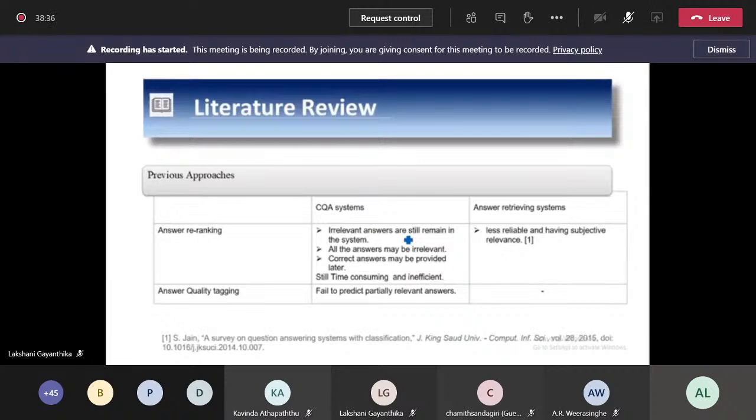So it is inefficient. And in answer retrieving systems, you may feel that it is a good approach because all the answers are retrieved at once. But the problem is, surveys have found that the answers in these kinds of systems are less reliable and have subjective relevance. The other approach taken in CQA systems is answer quality tagging. As I said, the researchers on this have failed to predict partially relevant answers correctly. So in our research, we solve all of these weaknesses, and we suggest eliminating these irrelevant answers from these systems using our deep learning architectures.